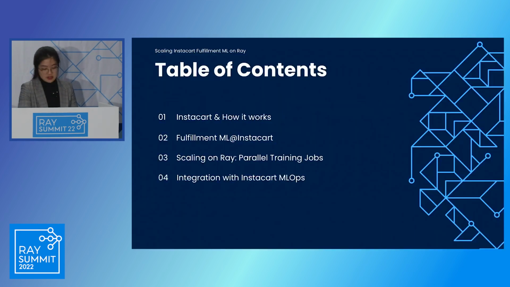Okay, so this is the rundown of my talk today. First, I will go very quickly over what Instacart is, how it works, and why machine learning is super important at Instacart. Then I will give you an overview of the problem set of fulfillment machine learning at Instacart. Then I will do a deep dive into the system architecture of how we used to support the parallel training jobs in Instacart fulfillment machine learning and how we improved it with the help of Ray. And in the last part, I will talk about our work integrating Ray with the existing Instacart ML ops.